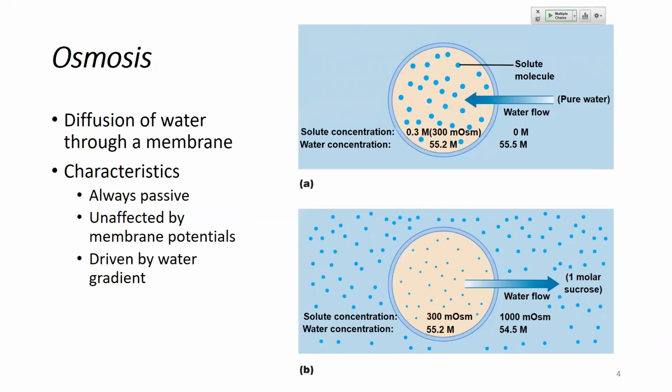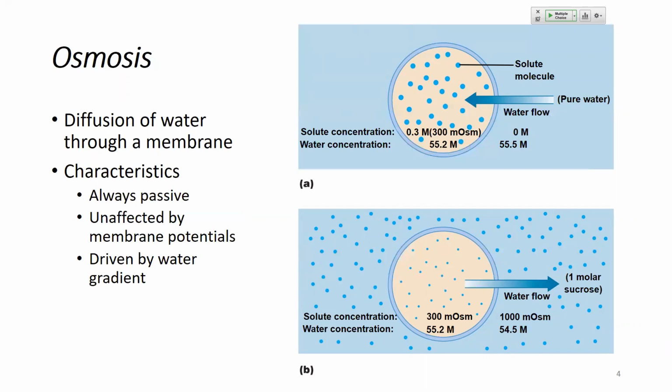About the movement of water, which is always passive, right? So it's diffusion. It's water moving along its own concentration gradient. And this was unaffected by the membrane potential. Okay, so the polarity of charge across the cells did not influence the movement of water. And if you look at the scenario here, very similar to the one we drew on Friday.